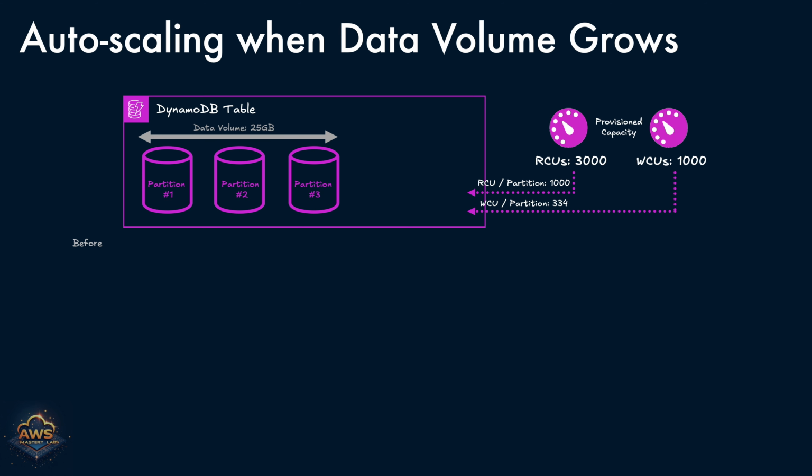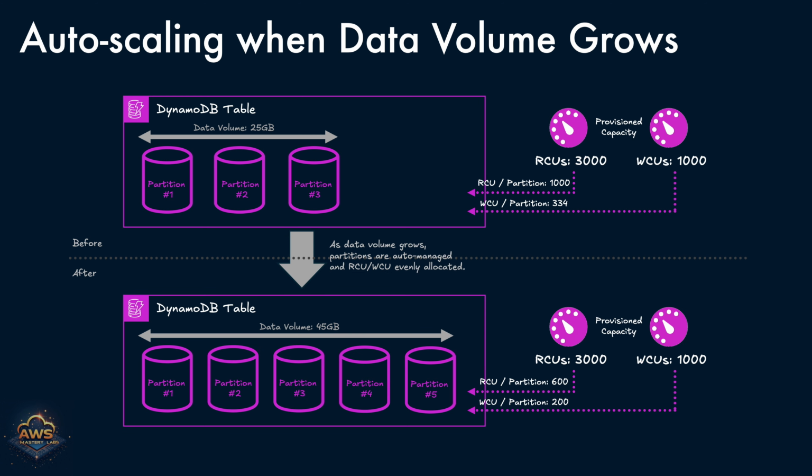In this illustration, we examine how DynamoDB partitions evolve as data grows over time, a key aspect of scaling behind the scenes. We begin with a table that stores 25 gigabytes of data, initially spread across three partitions. Alongside that, we have provisioned capacity of 3,000 read capacity units, RCUs, and 1,000 write capacity units, WCUs. Each partition has approximately 1,000 RCUs and 334 WCUs. We can use the calculation from the previous slide to arrive at the results.